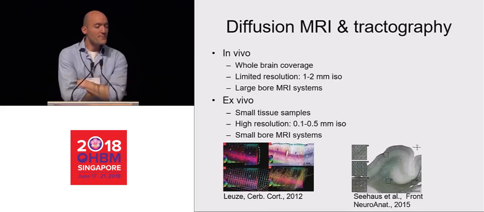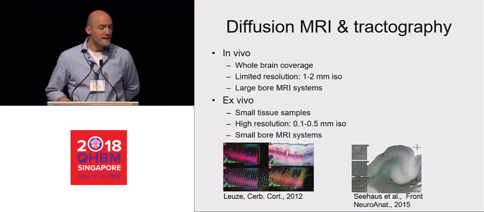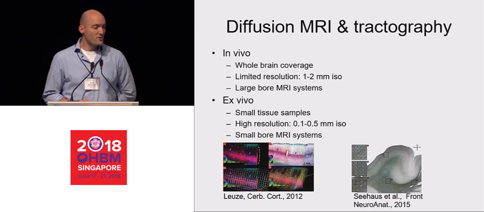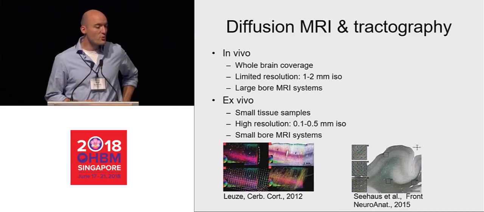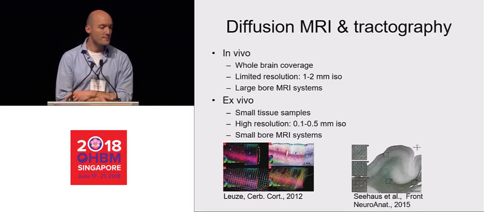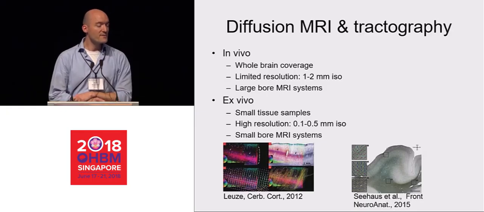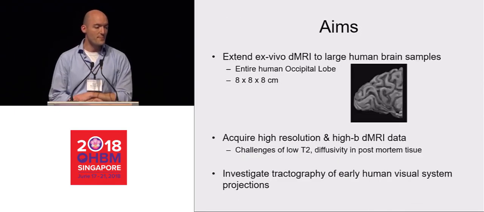So diffusion MRI and tractography has brought us macroscale connectomics in the human brain. And of course, this is mostly applied in vivo. In vivo, we have the great advantage of having whole brain coverage, which we can achieve in clinical large bore systems. But we do suffer from limited resolutions in the order of 1 to 2 millimeter isotropic. Now, ex vivo, we can achieve much higher resolutions, usually in small bore MRI systems or animal systems, preclinical systems, which are in the hundreds of microns. But there we suffer from the drawback that we have very small tissue samples.